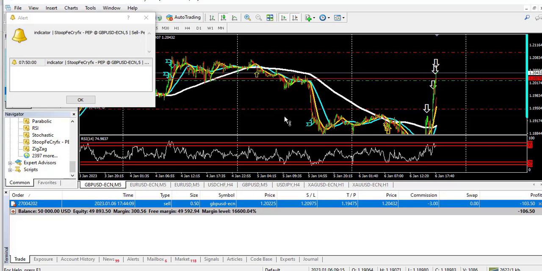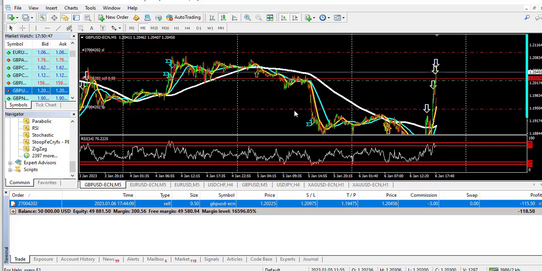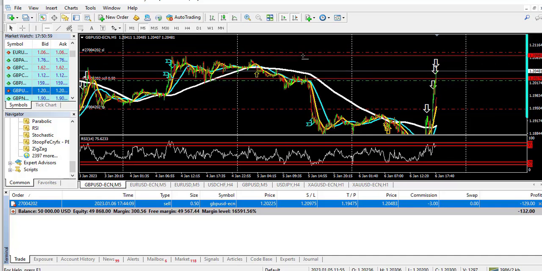So I think I have edited this to the best of my knowledge. You can see the price is still going up. Set another order at this point, which is called stack trading. This is an example of stack trading. This is 75 pips. I'm setting another one here.